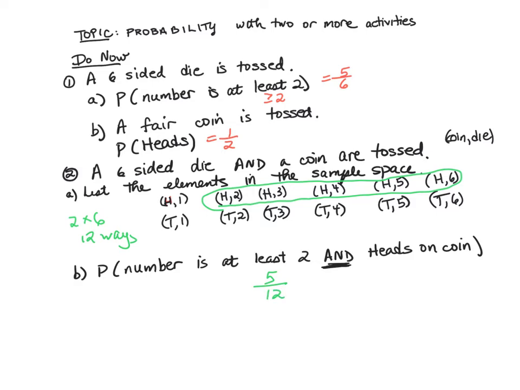Now the question is, how could we have gotten the 5/12 without listing the outcome set? I deliberately made this outcome set easy to list. Well, we know that the probability that the number is at least 2 is 5/6 by part A, if we treat that as a separate event. And the probability of landing heads on a toss of a coin is 1/2. We got those answers in number 1, A, B. So it appears that if we multiply the two, we would get our 5/12. And this is the counting principle for probability.